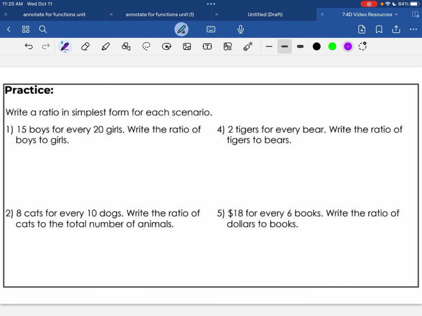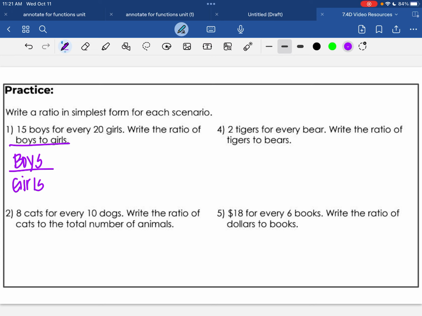So we're going to go through a couple different examples, and we're just going to be writing the ratio in simplest form for every scenario. Now, for my sake, I'm going to represent these as fractions, but you could represent them another way as well. So for number 1, I have 15 boys for every 20 girls. We want to write the ratio of boys to girls. So I'm going to underline boys to girls because that tells me the order of the ratio that I'm writing. So I'm going to write boys to girls right here so that helps me know how I need to set it up.